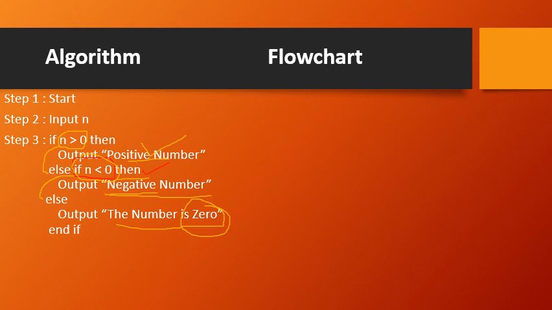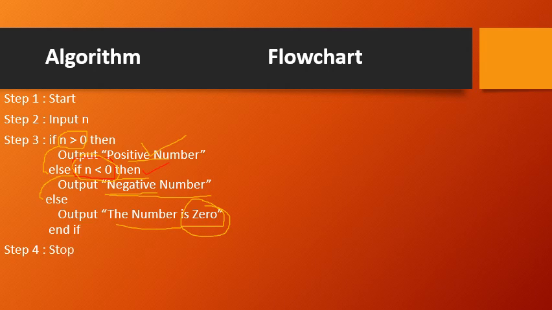If you notice, we are trying to check the condition multiple times, right? Two times we were trying to check the given number, whether it is greater than 0, less than 0. If both are false, then it will be a 0 number. And finally, the last step will be step 4 for the stop.